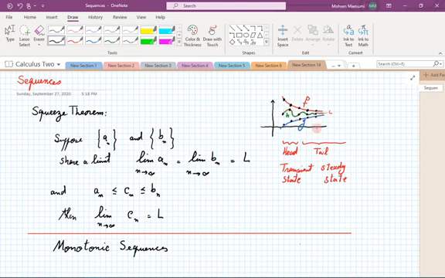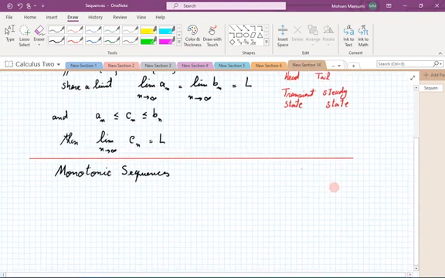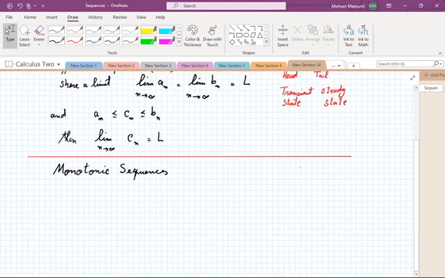So the sequences that have a certain ordering to themselves are much easier to investigate than the ones that go up and down all the time, as we might suspect. So we have monotonic sequences. We have two varieties. We have one that's called non-decreasing.